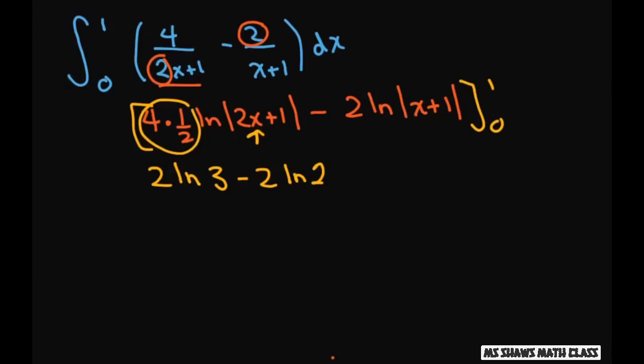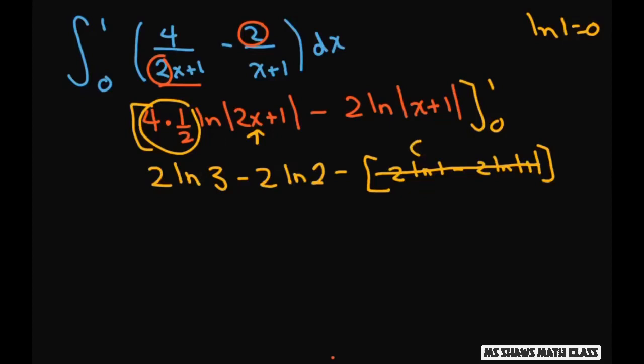Then when you plug in 0, you're going to get minus, you plug in 0, you're going to get 2 ln of 1 minus 2 ln of 1. Well, ln of 1 is just going to be 0. So this whole thing here, ln of 1 equals 0, it's just going to be 0.